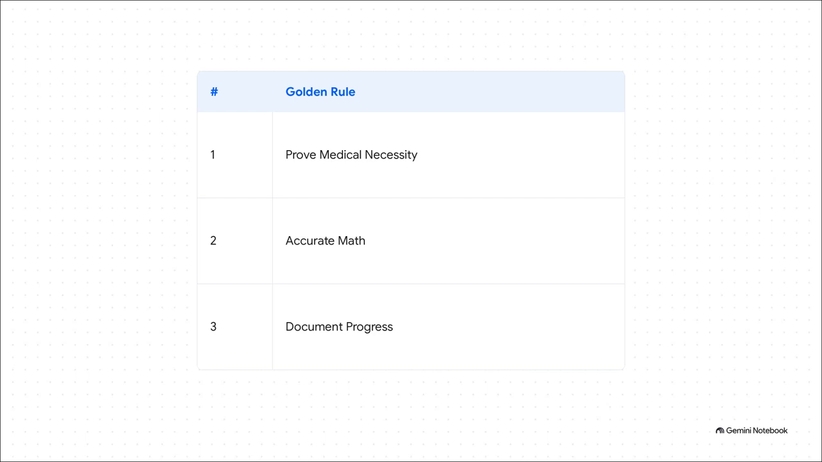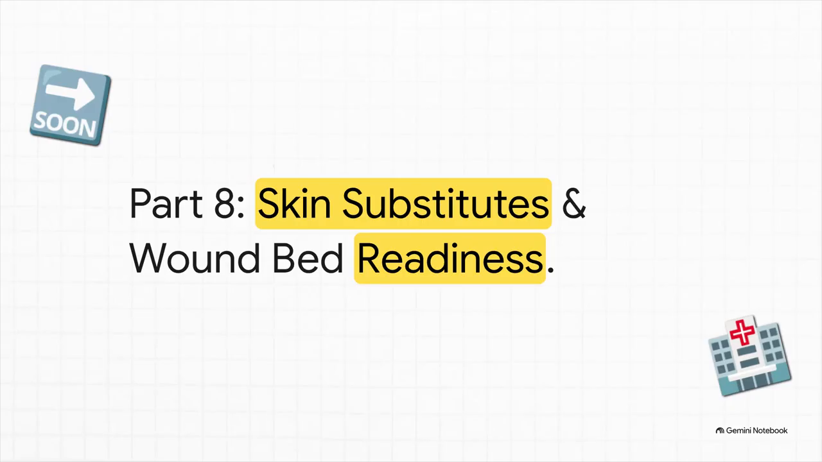And number 3, document measurable patient progress. Avoid that repeat routine care phrasing like the plague. Record the exact changes in wound size and tissue health to prove without a doubt that your interventions are actually working. And that wraps up our deep dive for today. Remember, as compliance gatekeepers, your documentation is literally the only shield you have out there.